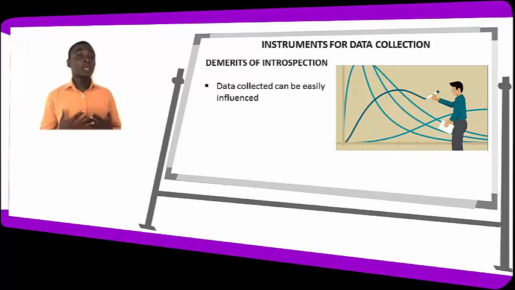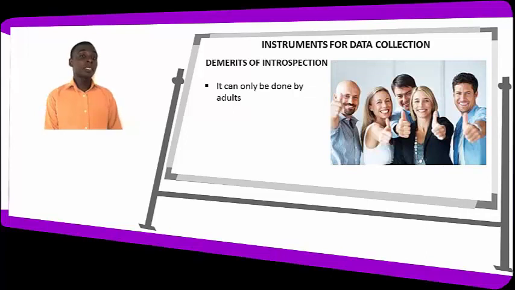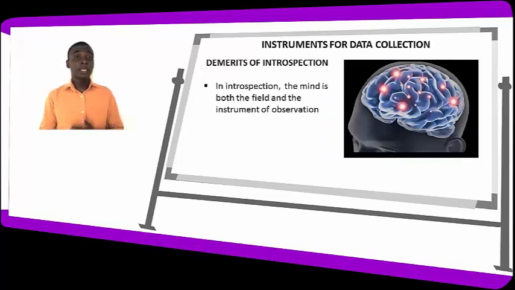And number 4, it is done only by adults. A child cannot introspect because the child may not understand all the rudiments that should be used for introspection. In introspection, the mind is both the field and the instrument of observation.